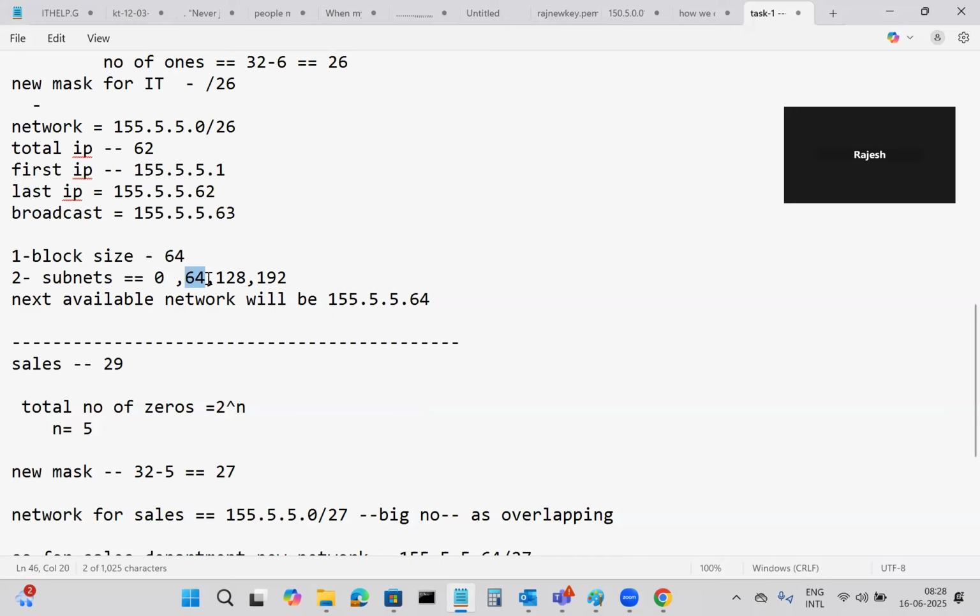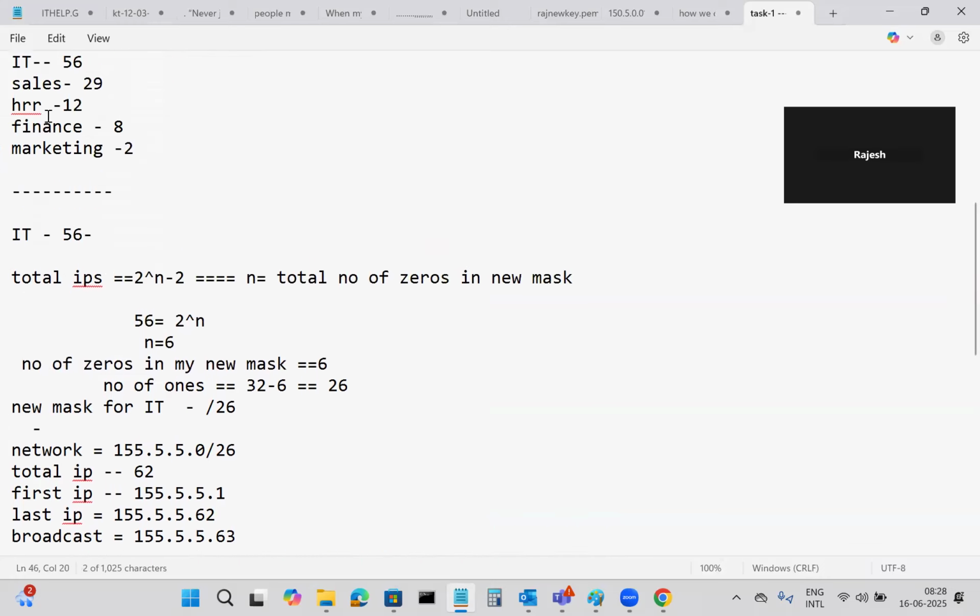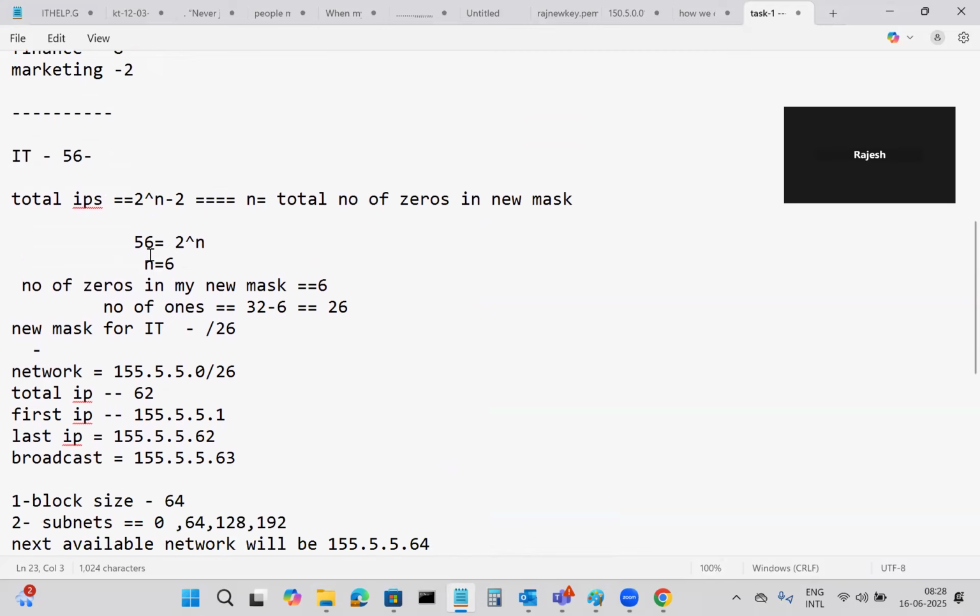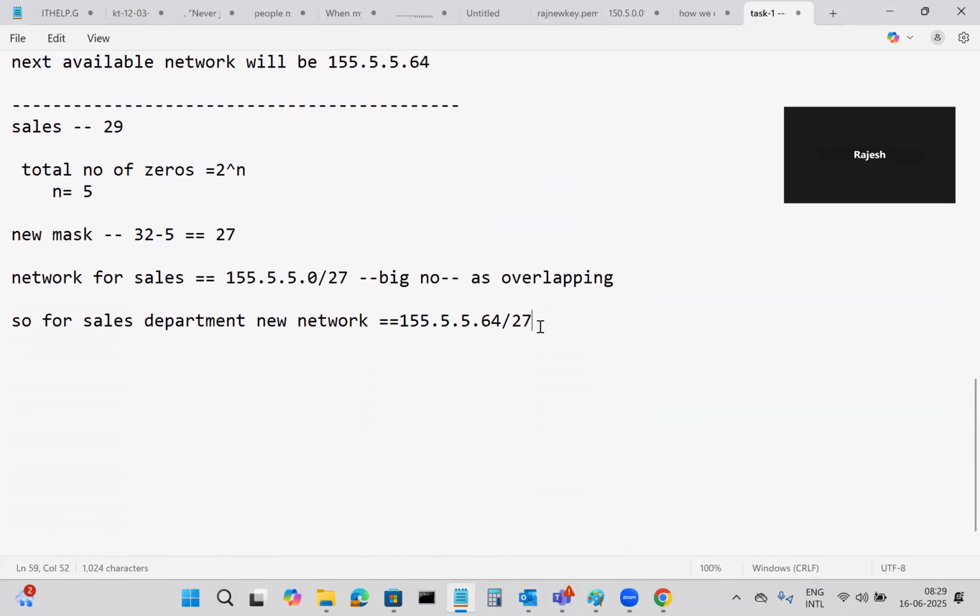Correct, we'll go for that, don't worry. So for the third one, which is the HR department, we'll go the same way. For now, let me leave the sales department like this, and I will go for the HR department. The HR requirement is what? 12. Correct? The requirement will give me only the new mask, not my network. The network I will get from the previous department: for the sales, I got it from the IT; for the HR, I will get it from the sales. So let's go for the HR first and find out the mask. The total IP formula is 2 to the power n.